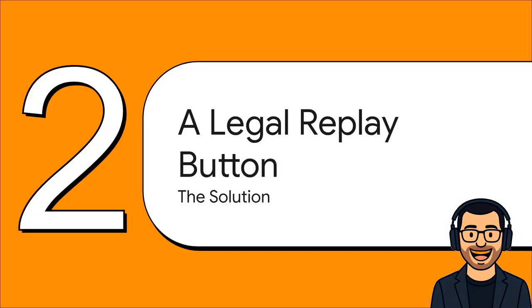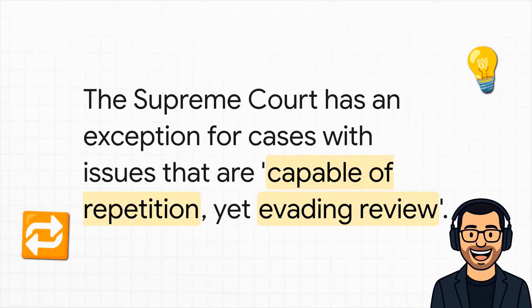So, to fix this, the Supreme Court came up with a pretty clever solution, something that acts like a legal replay button. It's a hugely important exception to that mootness rule we just talked about. And they gave it this very descriptive name, capable of repetition, yet evading review. The name really says it all, doesn't it? It's designed for problems that are almost certainly going to happen again, but are just too short-lived for the legal system to grab onto in time. This makes sure that these vital, time-sensitive issues don't just become immune to any kind of judicial review.